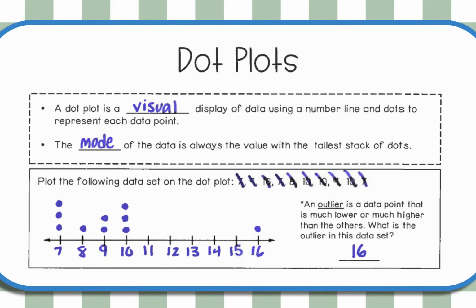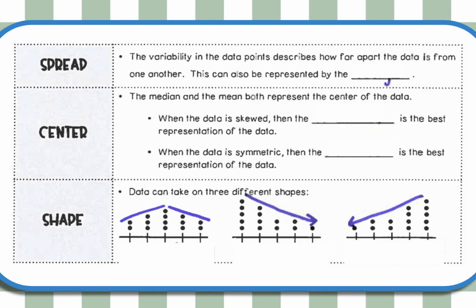Alright, moving on to the next part of the notes. Spread. The variability in the data points describes how far apart the data is from one another. This can also be represented by the range. So spread is like another word for range. It's just showing how spread apart the numbers are from the minimum to the maximum.